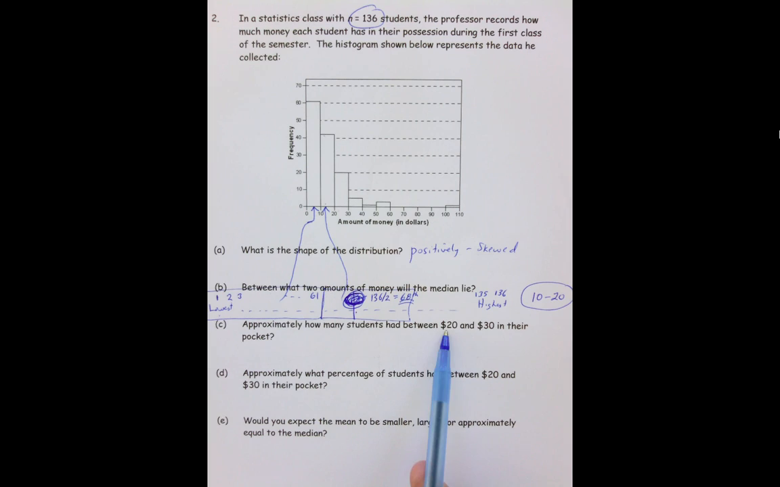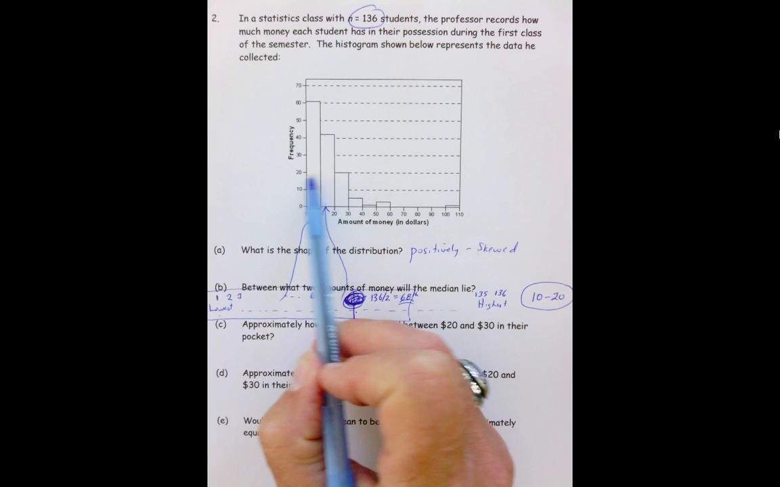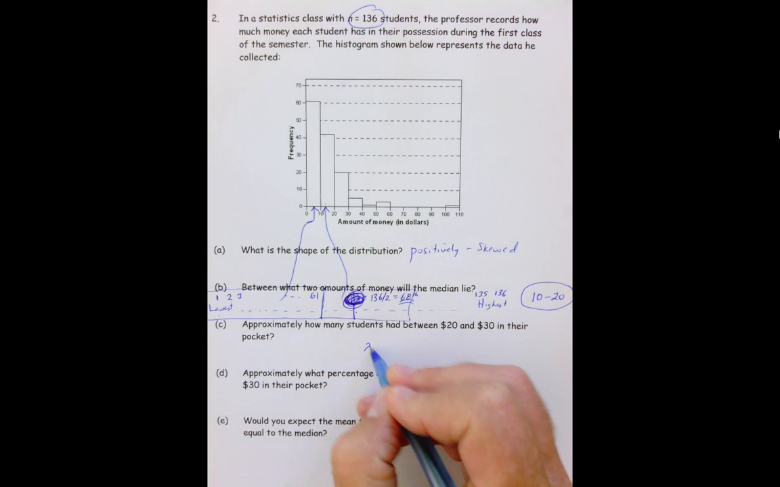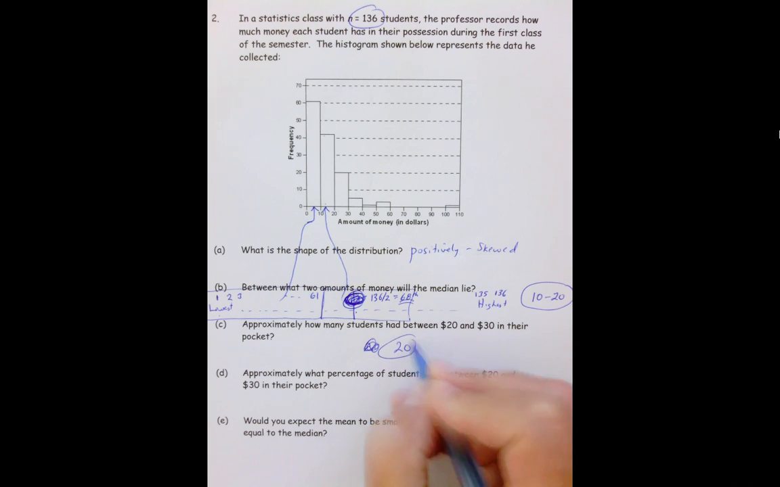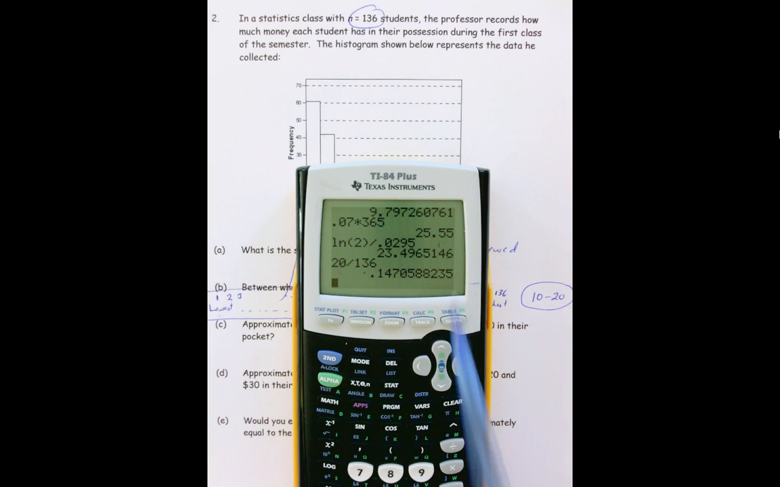Approximately how many students have between 20 and 30? Guys, this is an easy question. We go to 20 to 30, come up to the top of the bar, go over, and we see that the frequency is 20. Approximately what percentage of students have between 20 and 30 in their pocket? Well, we have 20 out of the total of 136. And guys, I'm going to grab my calculator here. When I do 20 divided by 136, I get 14.7%.